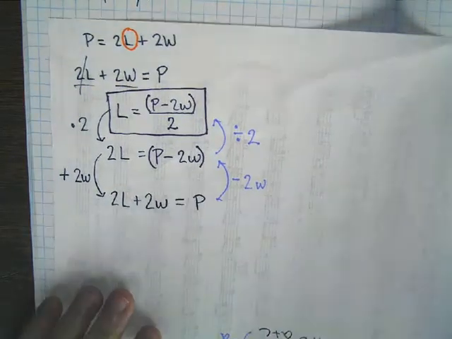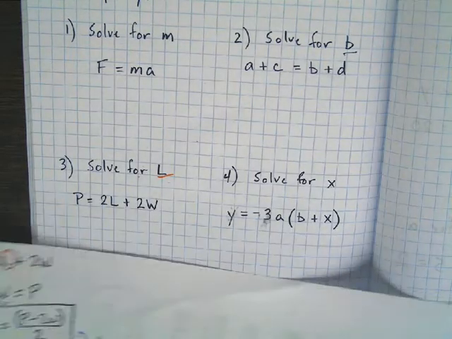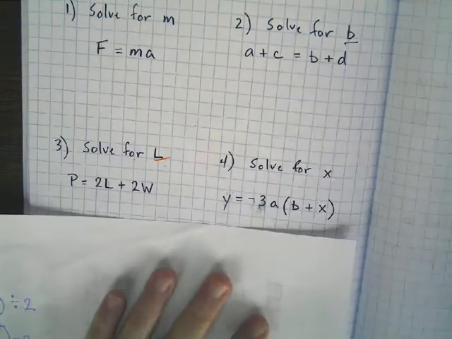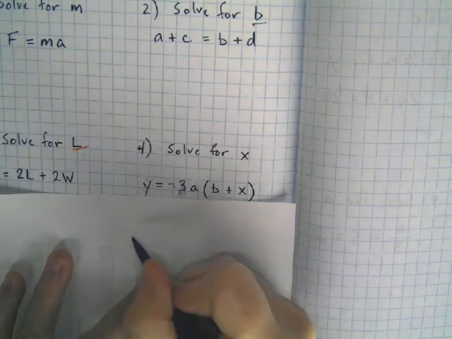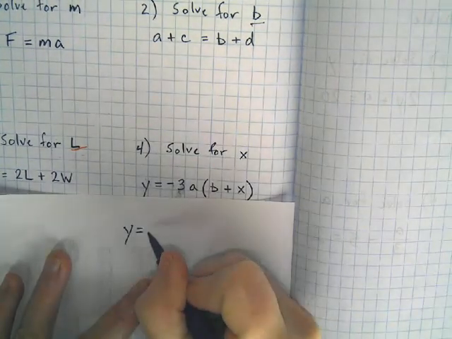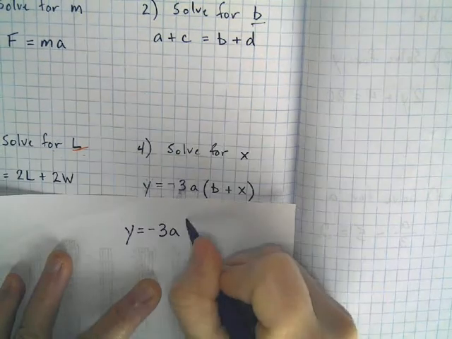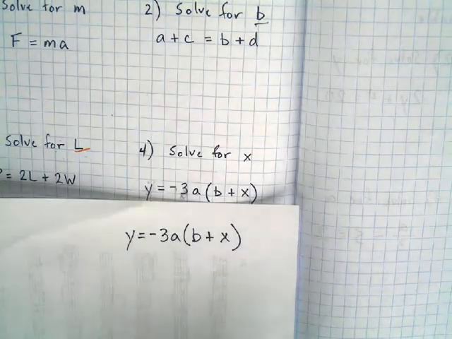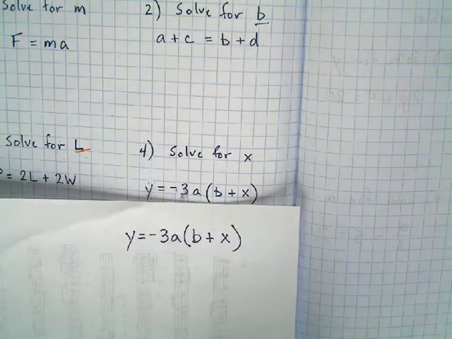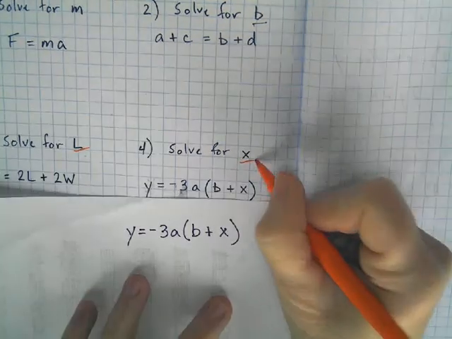Okay, and then the last problem. You had problems like this yesterday in MathSpace. We're going to have more problems like this. So I have y equals negative 3a times b plus x. And I want to solve for x. I'm trying to solve for x. There's the x.